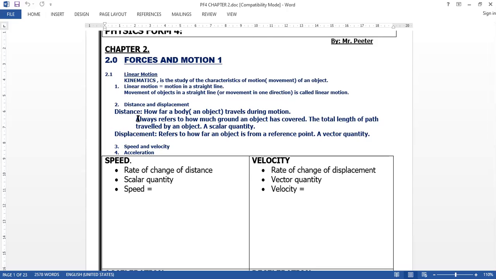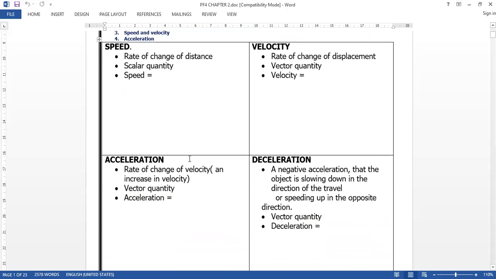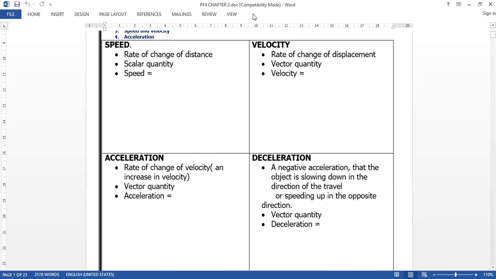Displacement is how far an object is from a reference point. The object started at one point, after movement, where is it stopping? From the point it stopped, you draw a straight line to the point where it started. So displacement refers to how far an object is from the reference point. So today we're going to look at all the formulas again. These are the formulas we learned earlier.